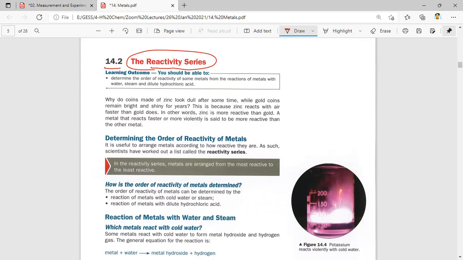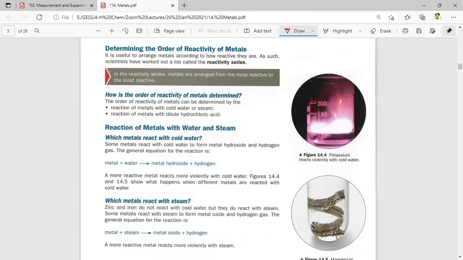So let's go on to find out what the reactivity series is. How do they actually find out which metal is more reactive and which metal is not as reactive as the others? What they do is let the metal react with either cold water, steam, or hydrochloric acid. By letting the metals react with these three different substances, they are able to determine which metal is the most reactive and which metal is the least reactive.